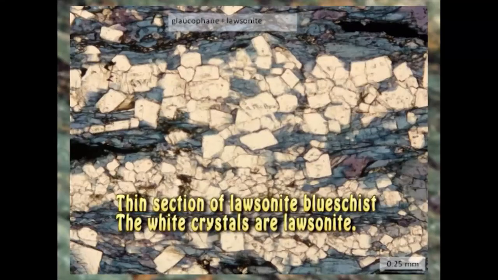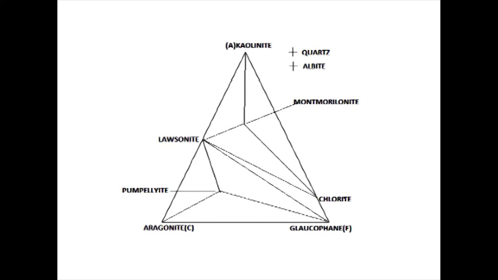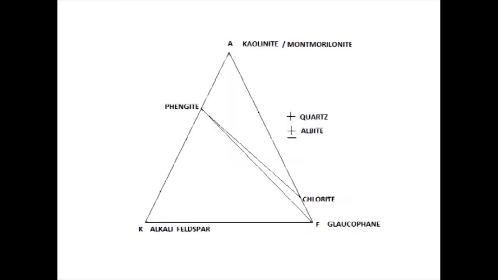Third, lawsonite is characteristic in place of clinozoisite epidote. Fourth, the association of glaucophane and lawsonite is most diagnostic rather than any of the two minerals alone. On the basis of ACF and AKF diagrams, we can observe the following paragenesis, the important basic assemblages.